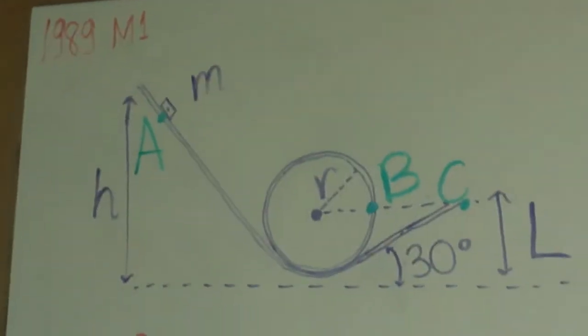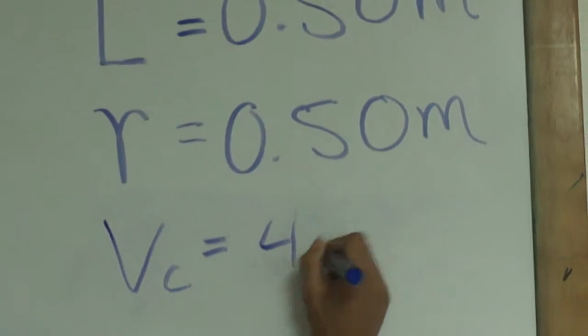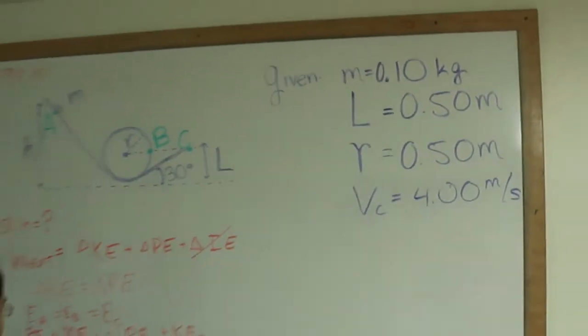All right. Another thing that I forgot to mention is that the velocity at point C is given to us, and it is 4.00 meters per second. So that is something we'll need for our problem.